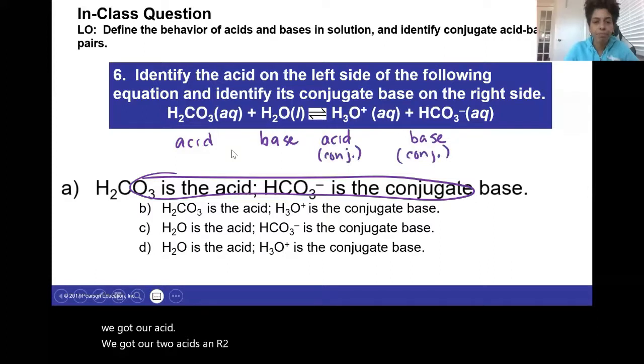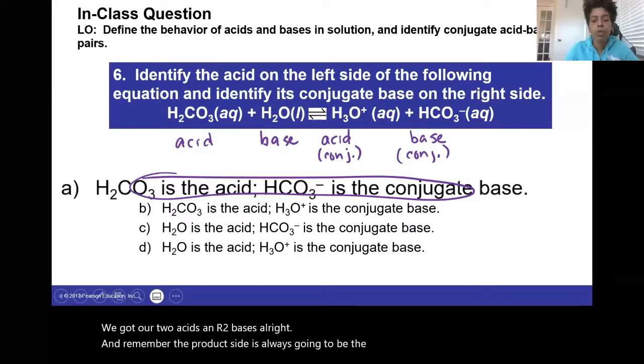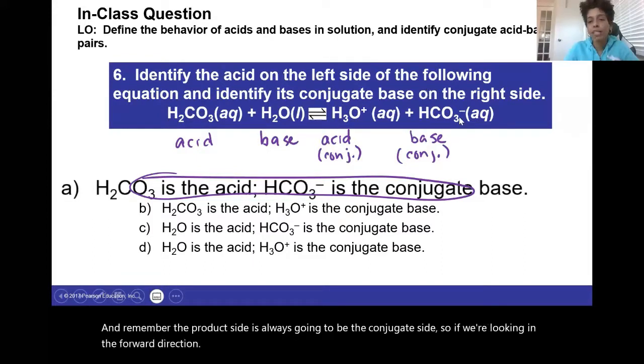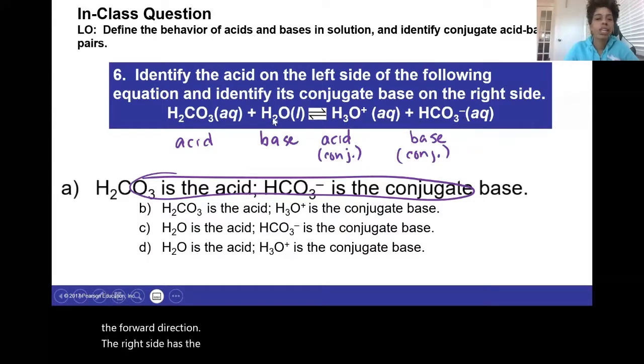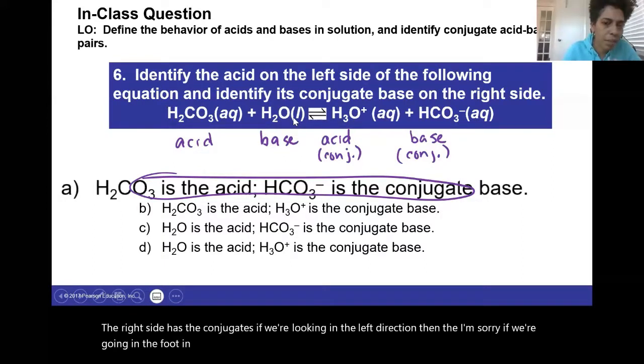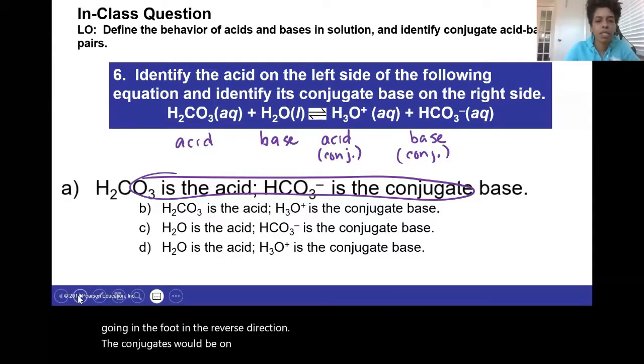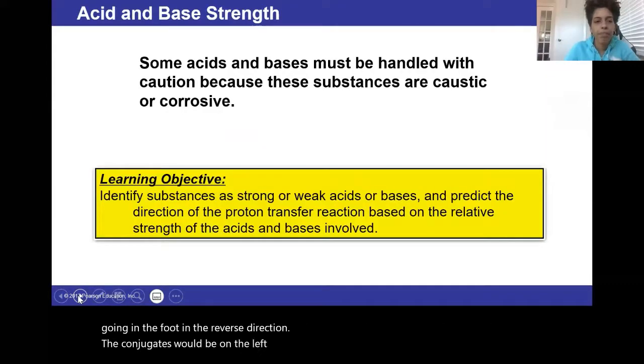All right. And remember, the product side is always going to be the conjugate side. So if we're looking in the forward direction, the right side has the conjugates. If we're going in the reverse direction, the conjugates would be on the left side. All right, so we're going to take a look at some strong and weak acids or bases.